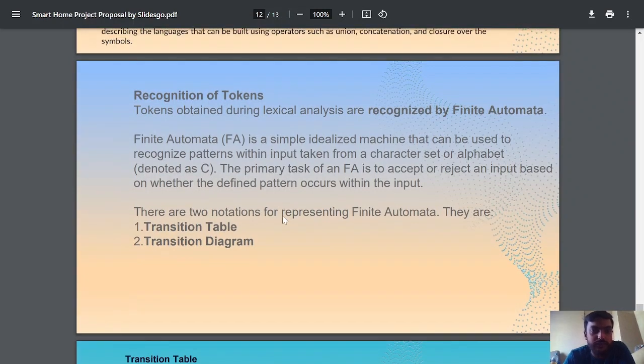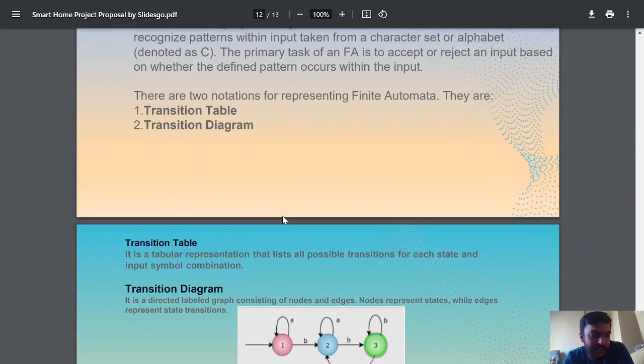Recognition of tokens. Tokens obtained during lexical analysis are recognized by finite automata. A finite automaton is a simple idealized machine that can be used to recognize patterns within input taken from a character set or alphabet. The primary task of a finite automaton is to accept or reject an input based on whether the defined patterns occur within the input. There are two notations for representing finite automata: the transition table and the transition diagram.